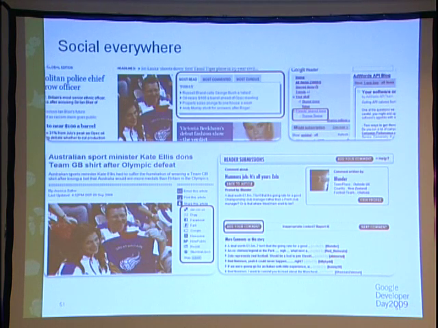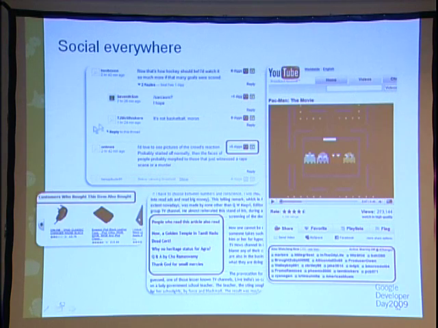Social's been everywhere for a long time. Newspapers, things like most read, most commented, that's a form of social ranking. It's other people saying what's interesting on the web. Amazon, I've touched on this already, but customers who bought this also bought this. That's another form of social ranking. Look at what users are doing, tell other users about it.